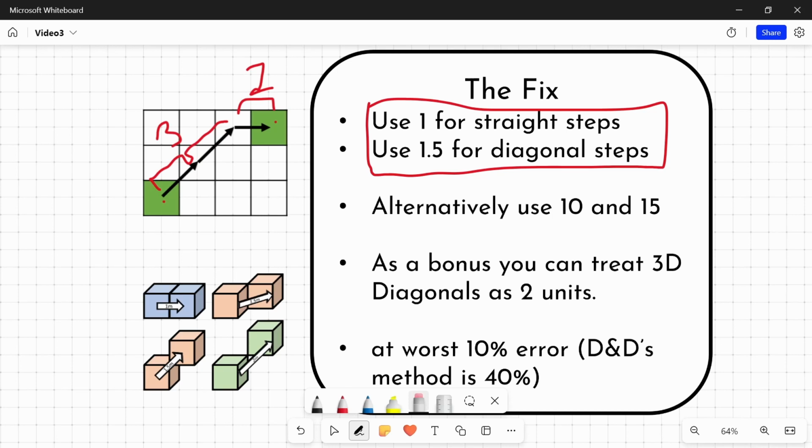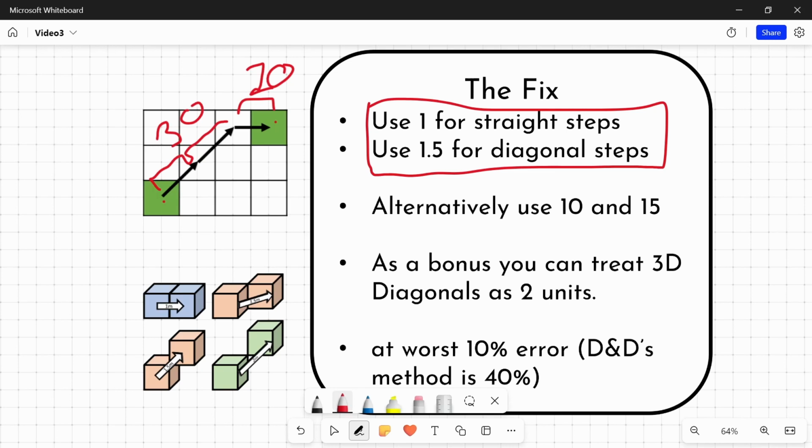Alternatively, if you don't like using halves, or you think people are going to struggle counting in halves, you can just times everything by 10. And so a single square would be 10, and 2 diagonals in this case would be 30. Again, it's up to you. I think using 1 as your base unit is quite convenient for a lot of things, but as an option you can just times everything by 10.